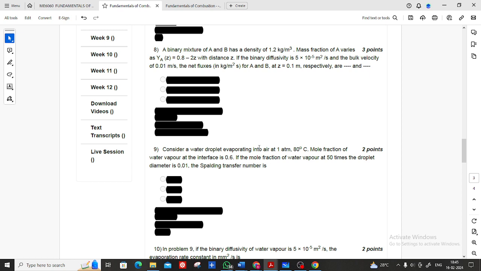It is saying 50 times. If it is saying 50 times the droplet diameter, then how can it be a surface concentration? How can it be the mole fraction at the surface? If it is saying at 50 times, you have to think about what the question is saying. I can understand there is a little bit of confusion, but if you just think, you will get the answer.